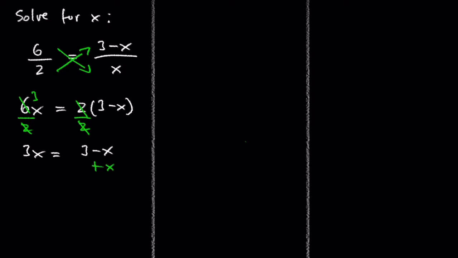Adding x to both sides gives us 4x equals 3. And after dividing by 4 on both sides, we get x equals 3 over 4, and we are done with this problem.